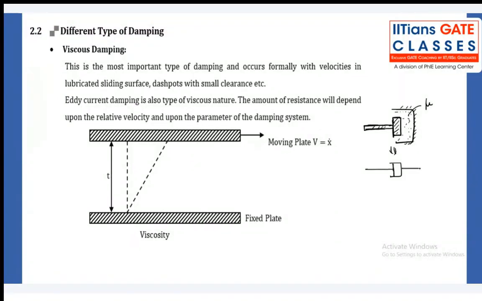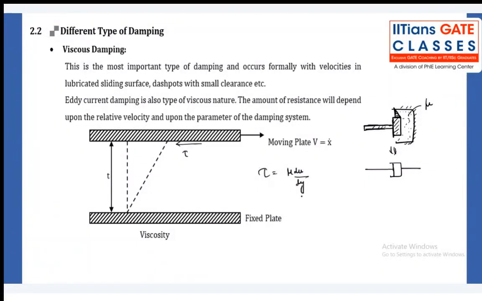This is called a damper. Why? Because now the piston is moving in a fluid. When the piston is moving in a fluid, there is fluid friction. Everybody knows this from fluid mechanics. Depending on the velocity profile, we can find the wall shear stress. According to Newton's law of viscosity, the shear stress is tau equal to mu into du by dy.